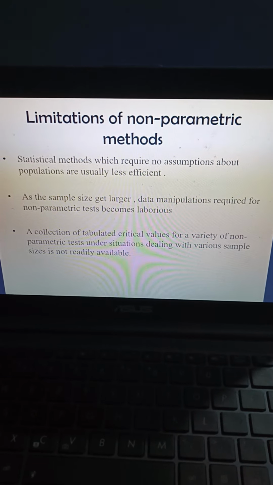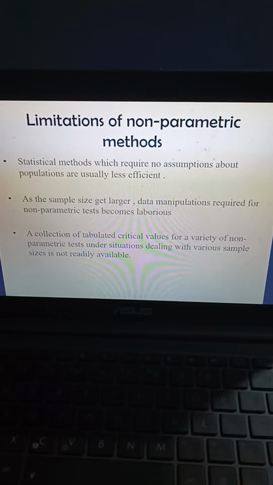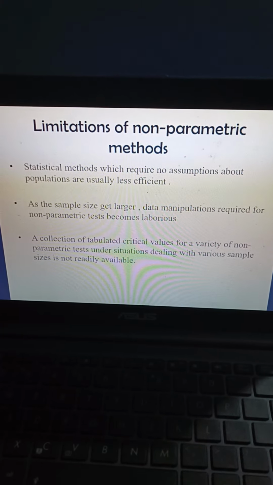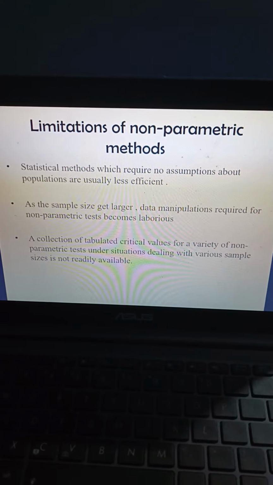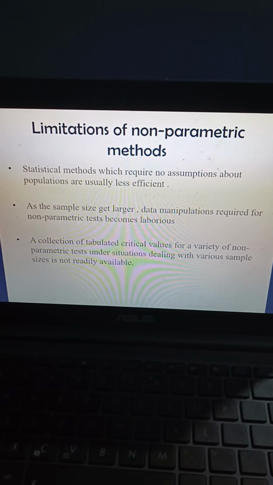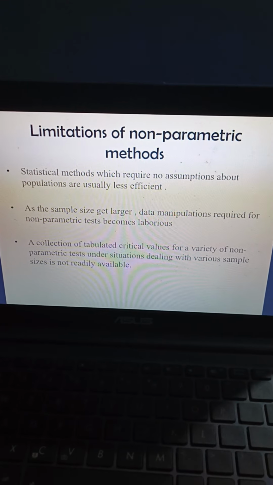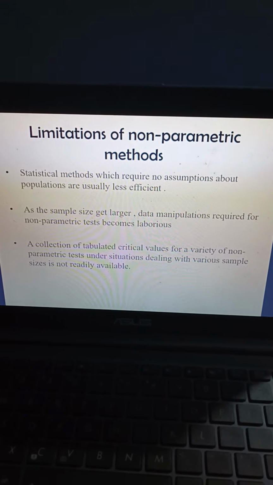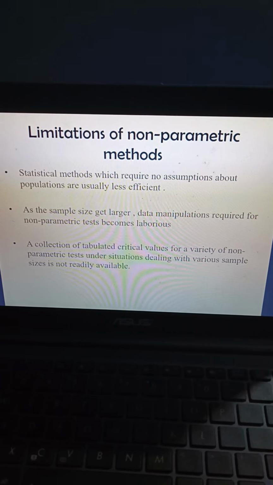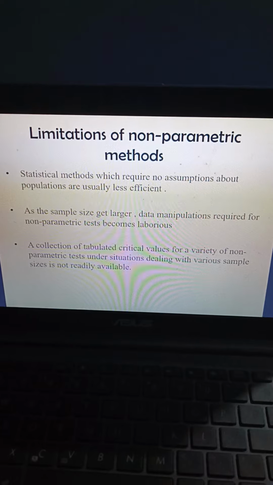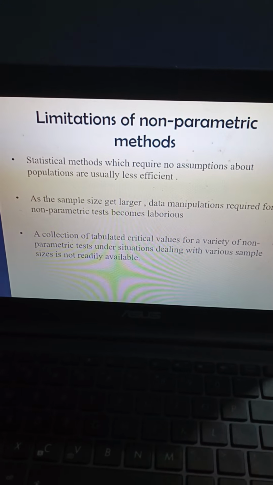Then coming to limitations of non-parametric methods, statistical methods which require no assumptions about populations are usually less efficient. As the sample size gets larger, data manipulations required for non-parametric tests become laborious. A collection of tabulated critical values for a variety of non-parametric tests under situations dealing with various sample sizes is not readily available.